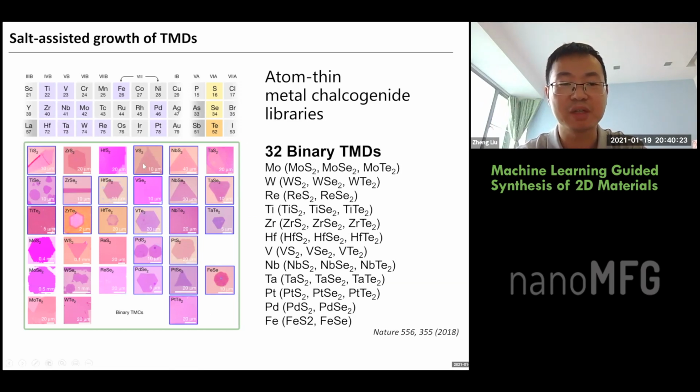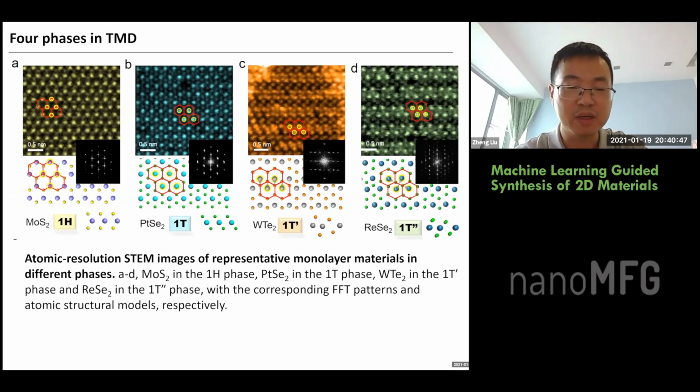And here are the photos of TMDs. I want to highlight that for sulfides and selenides, it's quite easy to grow monolayers and a few layers. However, for tellurides, it's not that easy to control, so most of them have a few layers. And working with Kazu, we figured out that there are 4 primary phases in the 2D TMD monolayer: 1H, 1T, 1T prime, and 1T double prime. We spent a lot of time on this, tons of TEM samples, 2 years on it.